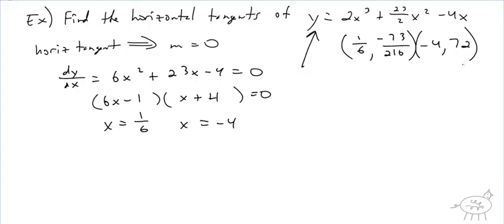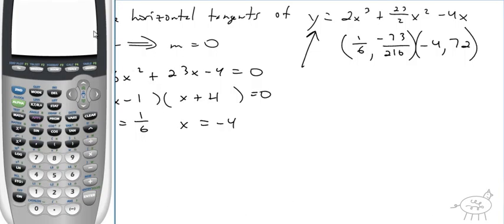Now I want to show you real quickly with your graphing calculator. So I'm going to bring up my virtual TI here, and I want to type in this equation. Y equals, right? So let's clear all your stuff out of here. Y equals 2x cubed plus, and use lots of parentheses here, 23 halves x squared minus 4x. Okay, that's pretty reasonable.